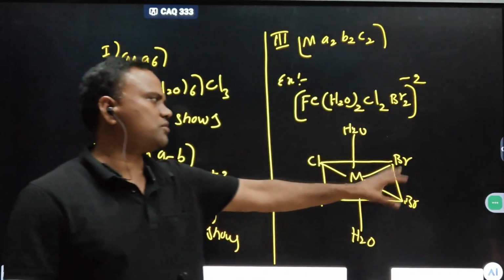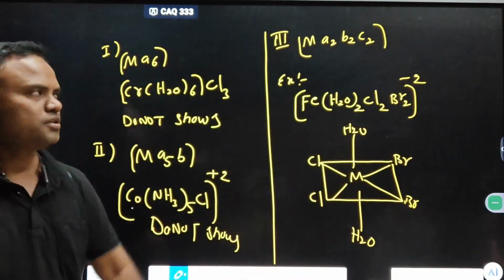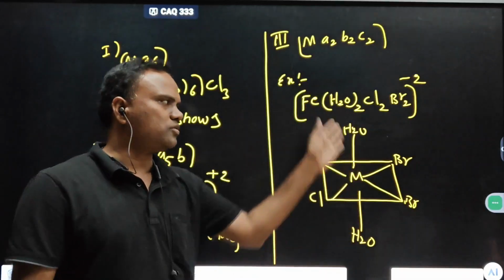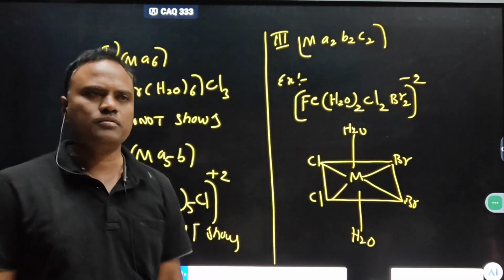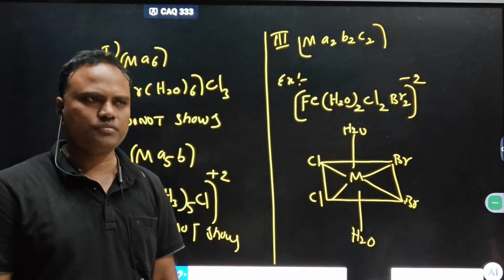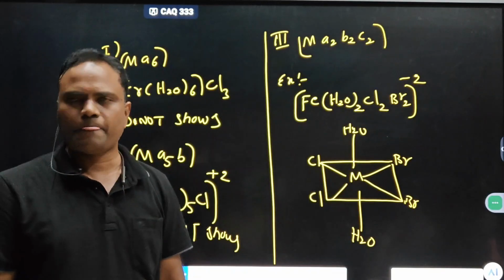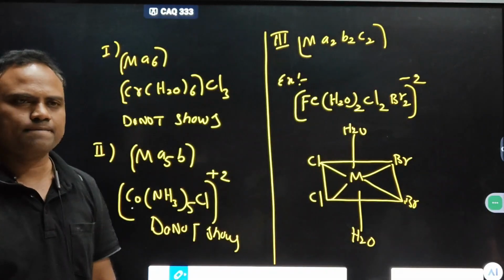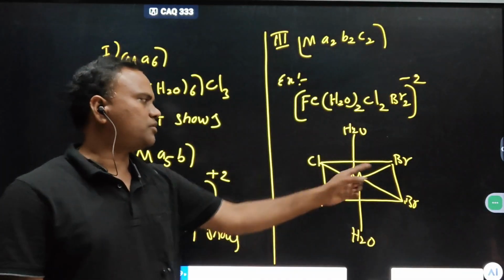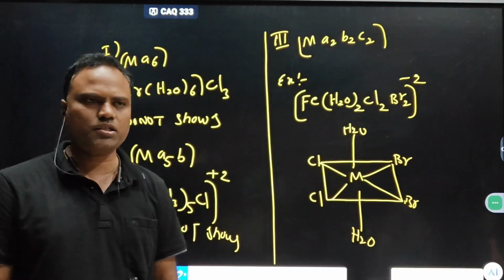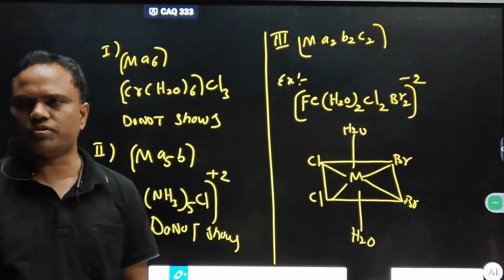Okay? With respect to halogens, we can classify in this format. Some students will ask, with respect to water molecules, this is trans. With respect to halogens, we can predict whether this is cis or trans. Only A2, B2, C2 category, that is important. Okay? With respect to halogens, we are classifying here.